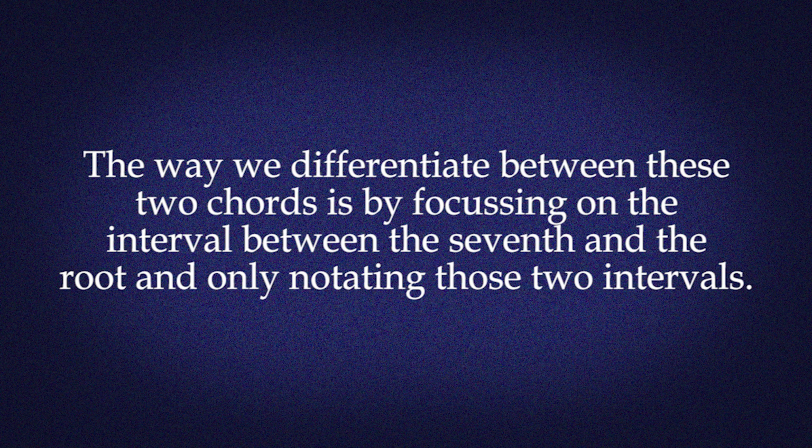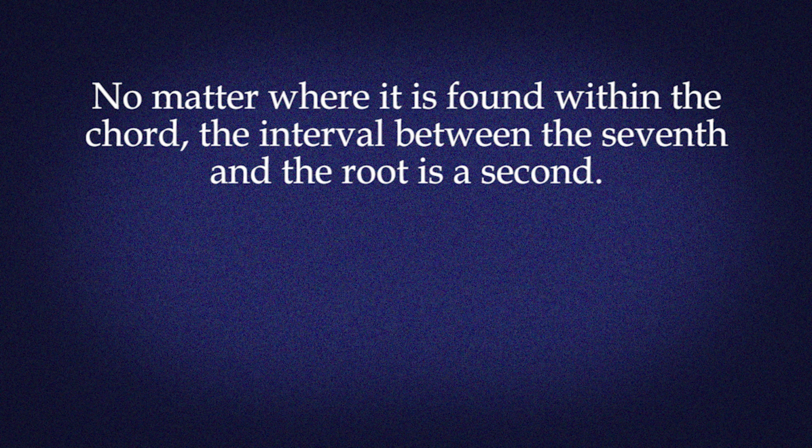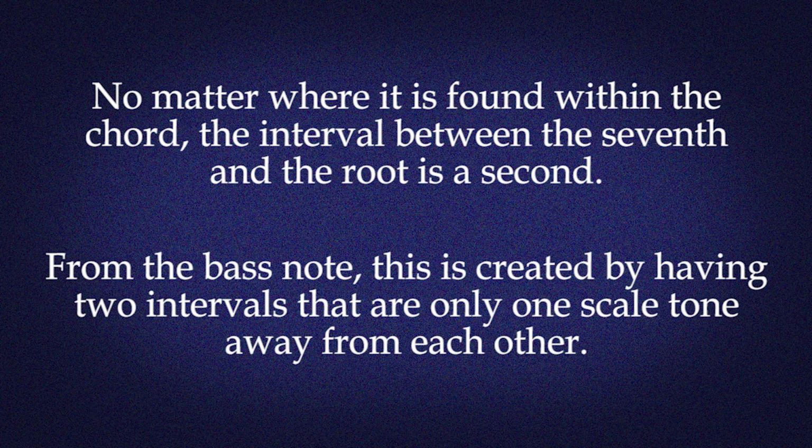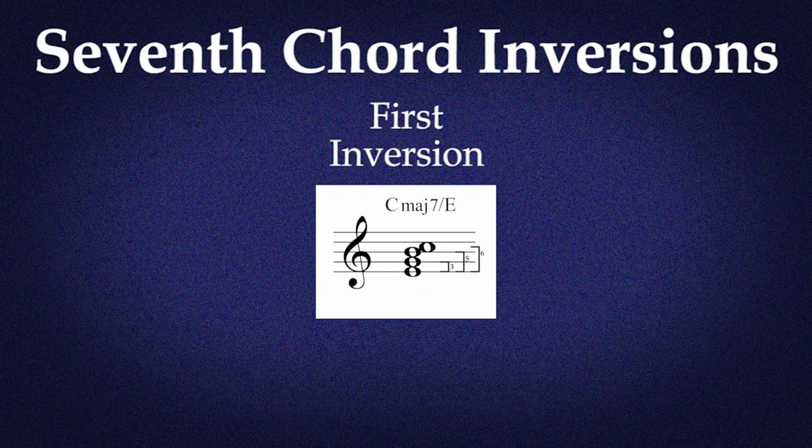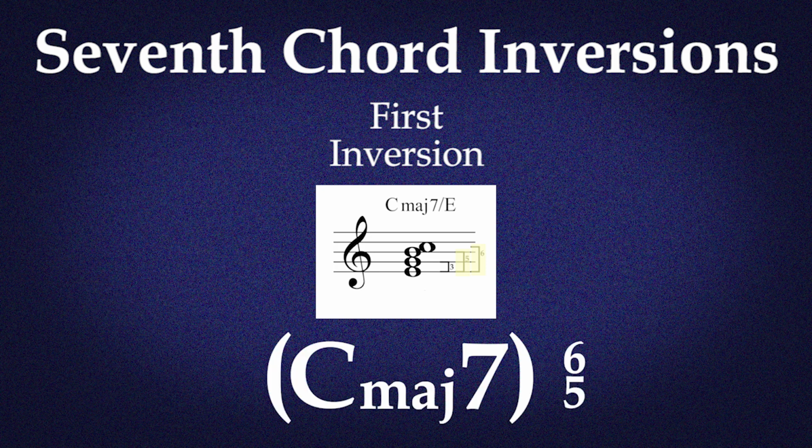notating those 2 intervals. No matter where it is found within the chord, the interval between the 7th and the root is a second. So from the bass note, this would be created by having 2 intervals that are 1 scale tone away from each other. In the case of the first inversion, they would be the 5th and the 6th. The 7th of the chord is a 5th above the bass note, and the root of the chord is a 6th above the bass note. Therefore, a first inversion 7th chord would be notated with a 5 and a 6.